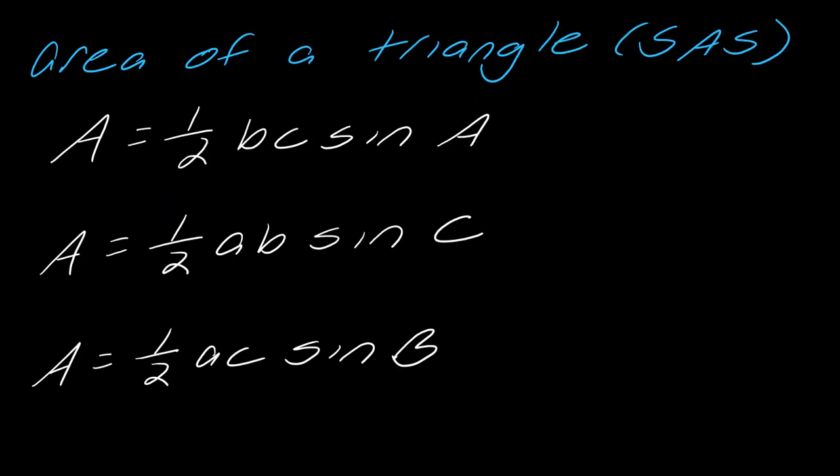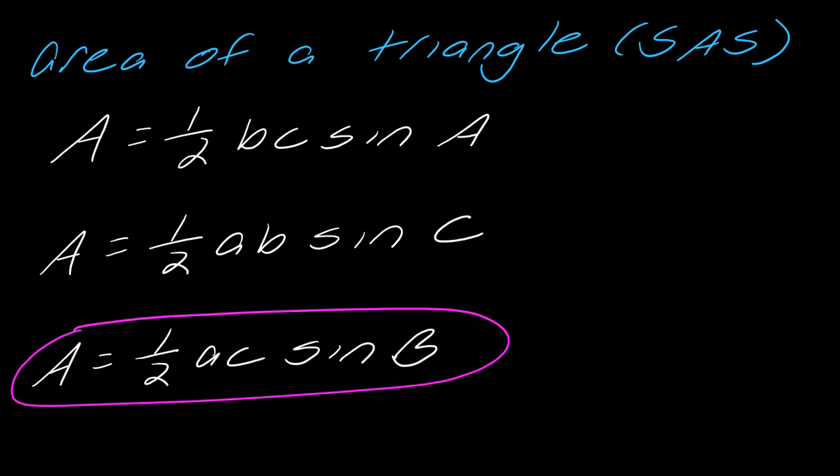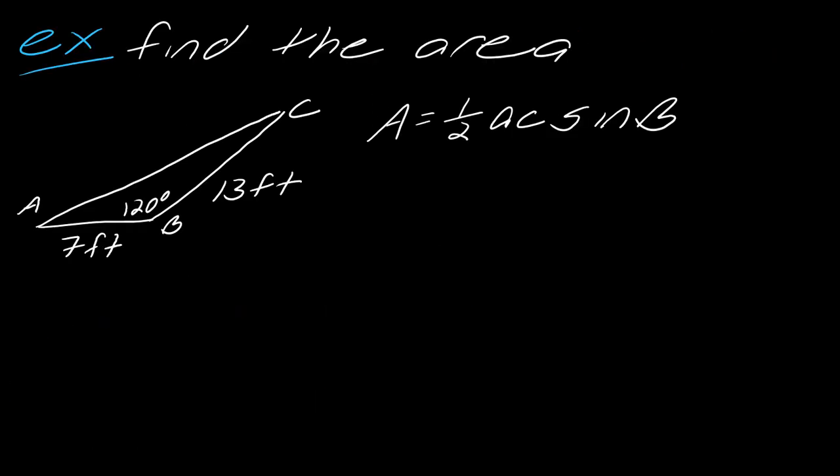So when I think about what form of the formula I would want to use, it would be this right here. But I want to point something out. Notice this side here would be little c, because it's the one directly across from angle C. And this side here would be little a, because it's the one directly across from angle A.